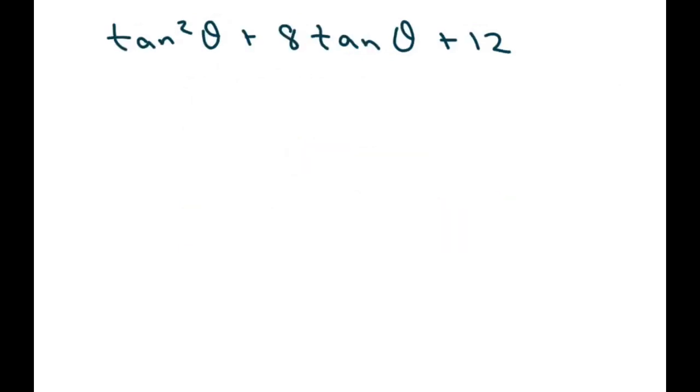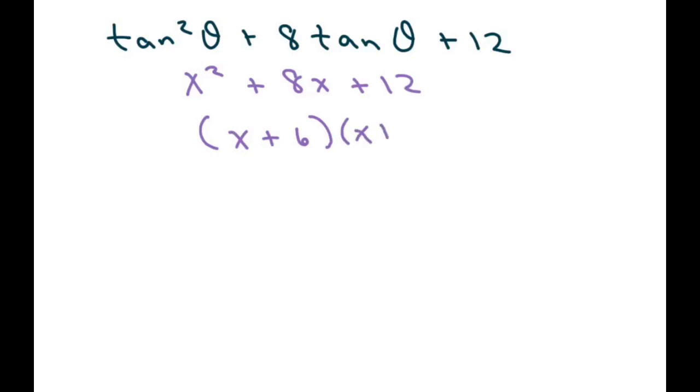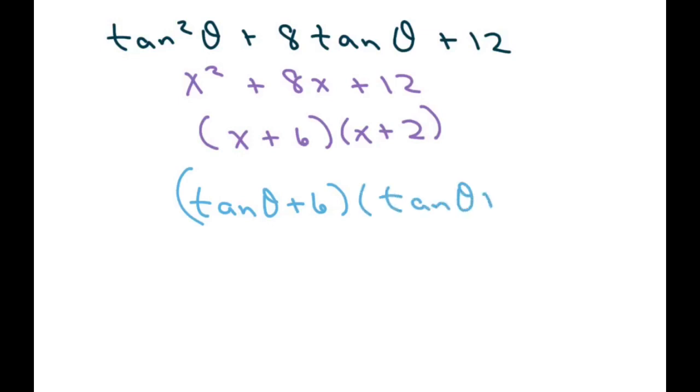Okay, next one, it's the same thing. You could say this is x squared plus 8x plus 12. You factor that, you get x plus 6, x plus 2, and then substitute back tan. So you get tan of theta plus 6 and tan of theta plus 2.